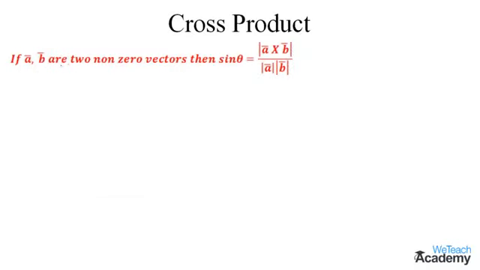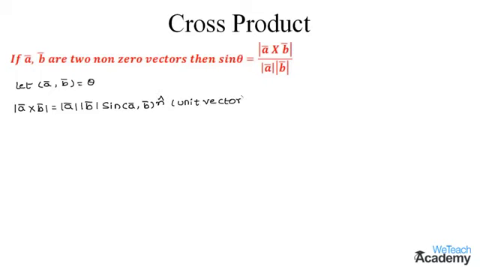The statement is, if A bar and B bar are two non-zero vectors, then sin theta is equal to mod A bar cross B bar divided by mod A bar into mod B bar. In order to prove this theorem, first let us consider the angle between A bar and B bar to be theta. In our previous video, we have already discussed the formula: mod A bar cross B bar is equal to mod A bar into mod B bar into sine of the angle between A bar and B bar into n, where n is a unit vector.